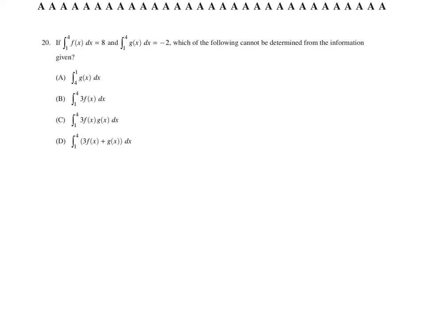All right, guys, this goes back to integration rules. If I know the area of f from 1 to 4 is 8, and the area of function g from 1 to 4 is negative 2, that's saying which of the following cannot be determined from the following info. Well, am I allowed to switch the bounds of g? I'm absolutely allowed to. That would mean that if I switch my bounds, my answer would be a positive 2.